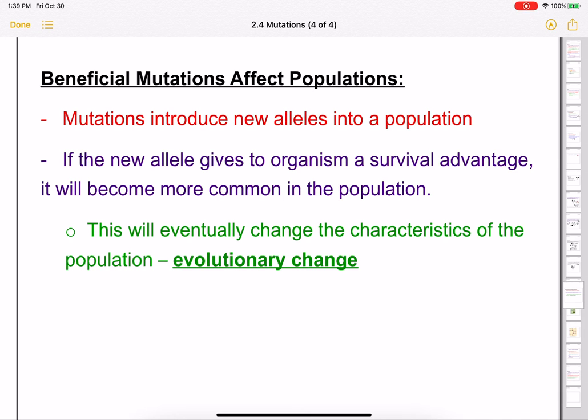So what are some beneficial things in the population from mutations? Well, mutations introduce new alleles into a population, and I've already said that. If the new gene or allele gives an organism a survival advantage, like I said, when you have webbed feet in a world where everyone else is drowning, you're a good swimmer, that gives you a survival advantage. You're likely to survive, and if that helps you survive, you could possibly pass it on to the next generation. This will eventually change the characteristics of the population, and this is known as evolutionary change.